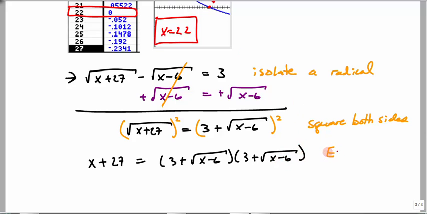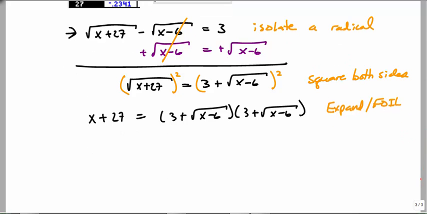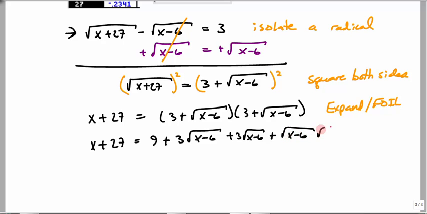So I'll expand the right or FOIL, however you want to think about that. Now remember, we can't just square the 3 in the radical. I have to FOIL it out. So my first would be 3 times 3 is 9. My outside would be 3 times the radical, x minus 6. Insides would be 3 times the radical, x minus 6. And my lasts would be the square root of x minus 6 times the square root of x minus 6.